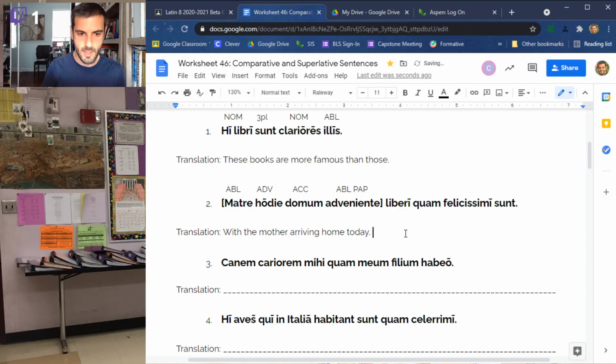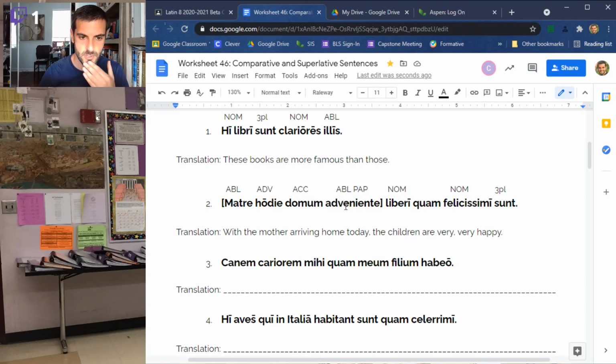With mother arriving home today, so that's my background information, then we get into our main sentence. Liberi, not libri. We're not talking about books, we're talking about kiddos. Quam felicissimi sunt, the children, that's what liberi are. The children are quam felicissimi. They're not just happiest, they are quam felicissimi. They are very, very happy. Last step is to go back and take a look at that ablative absolute and see if we can do a little bit better than just with. With the mother arriving today, the children are very, very happy.